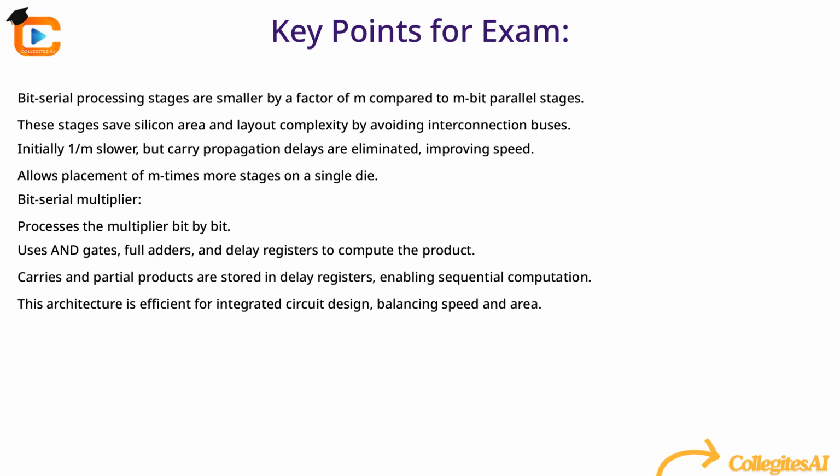Key points for exam: bit serial processing stages are smaller by a factor of m compared to m-bit parallel stages. These stages save silicon area and layout complexity by avoiding interconnection buses. Initially 1/m slower, but carry propagation delays are eliminated, improving speed. Allows placement of m times more stages on a single die.